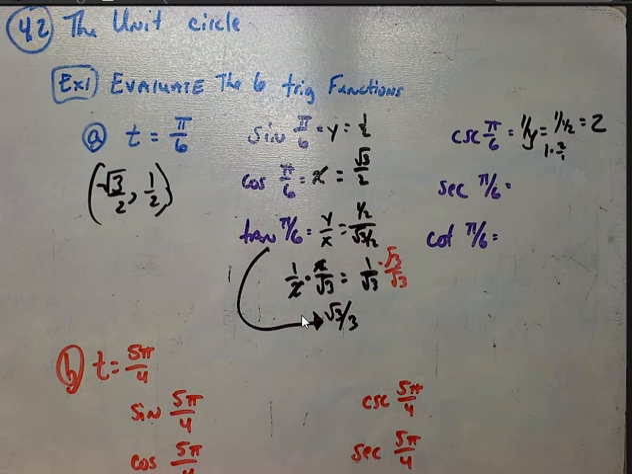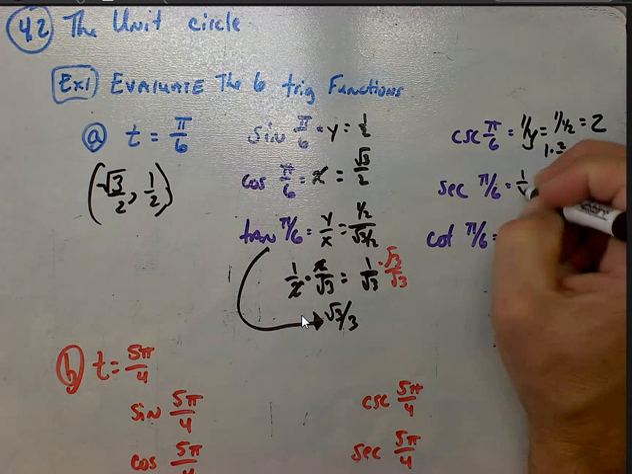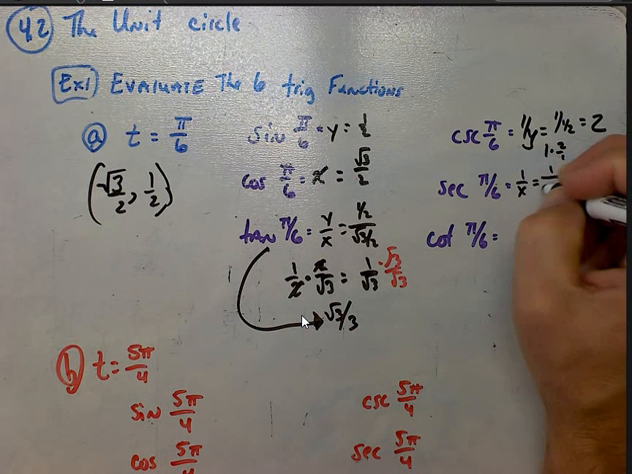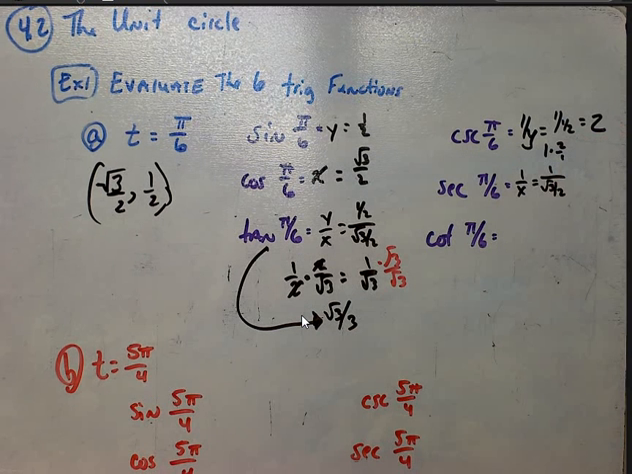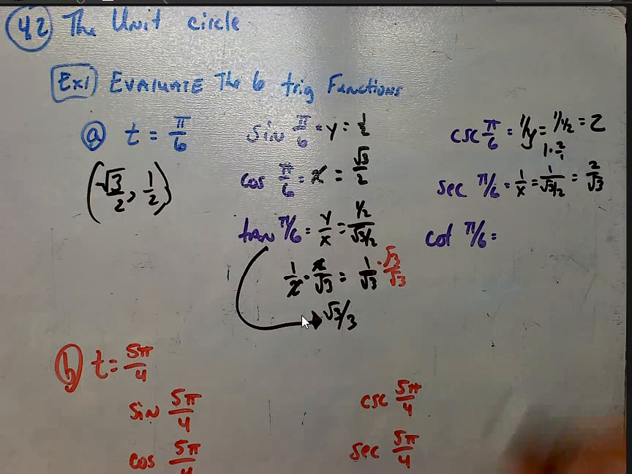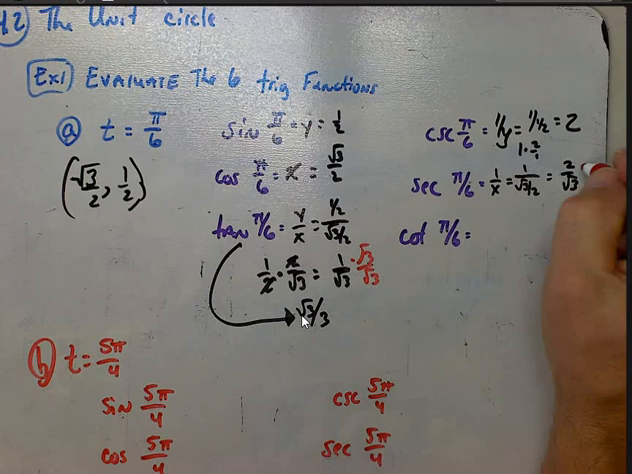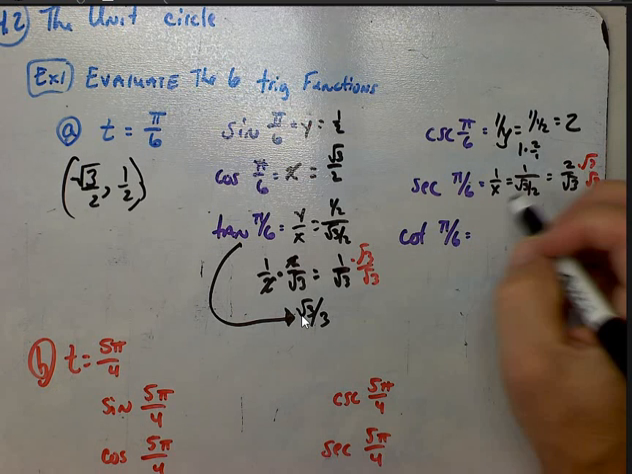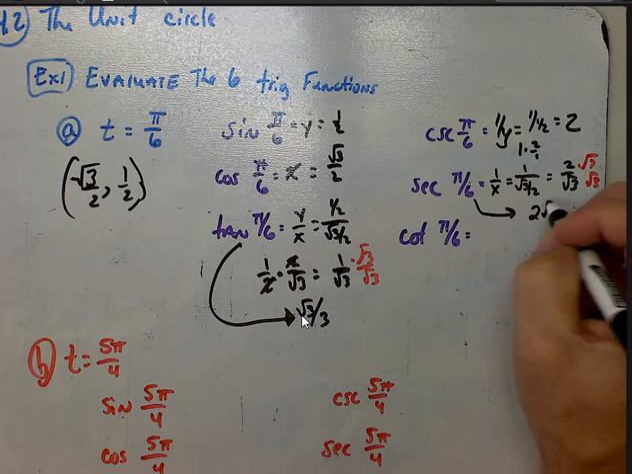The secant of pi over 6 is going to be 1 over x. So that's going to equal 1 over square root 3 over 2. We have to rationalize that by flipping and multiplying, so that's going to be equal to 2 over the square root of 3. Multiply top and bottom by square root of 3. And you get a final answer for the secant to be 2 square roots of 3 over 3.